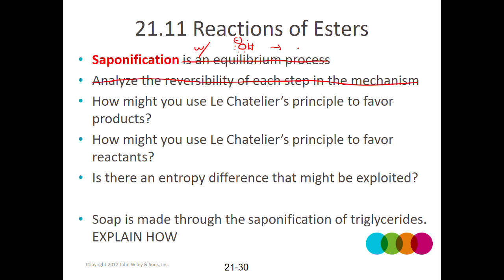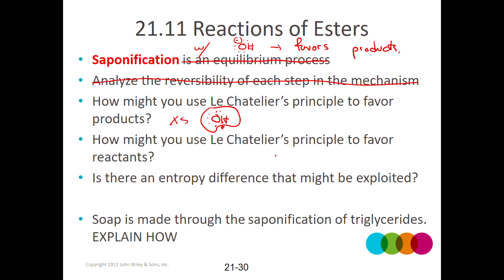That one already favors the products dramatically due to the stability of the negative charge when it's stabilized by resonance on the product side versus not being stabilized by resonance on the reactant side. So we don't really even need to use Le Chatelier's principle to favor the products. We could use excess OH minus. That would help. The excess OH minus would help shift it toward the product side.